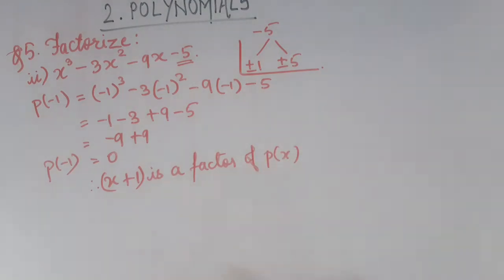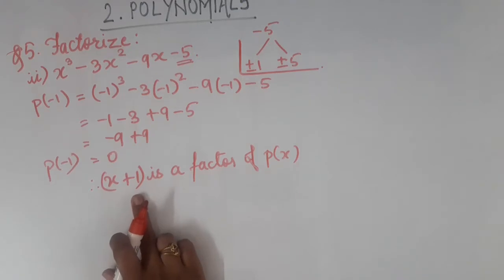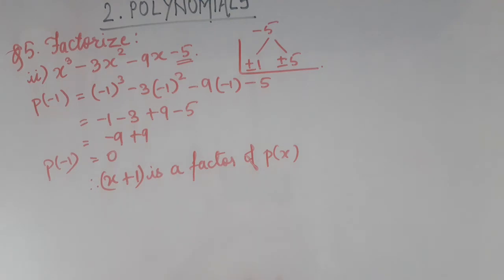Now we need to find the other two factors. For that what we have to do is divide our question with this factor x plus 1. Now after division we are going to get remainder 0 for sure. Why? Because we are dividing with its factor, right? So perform long division.